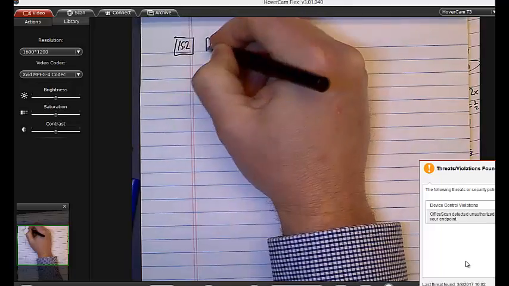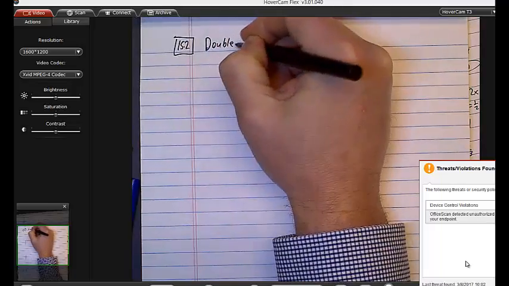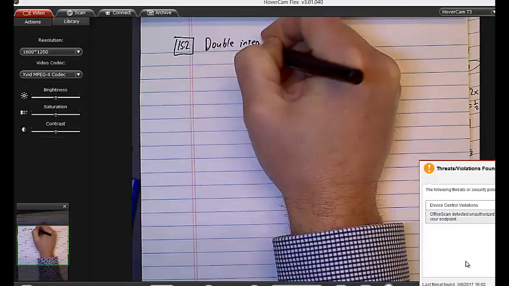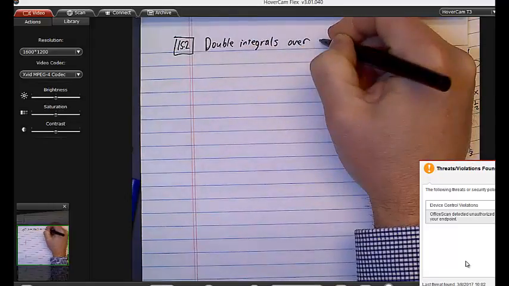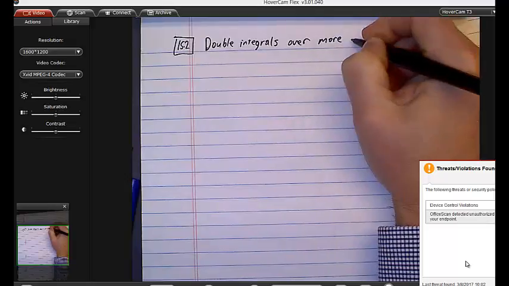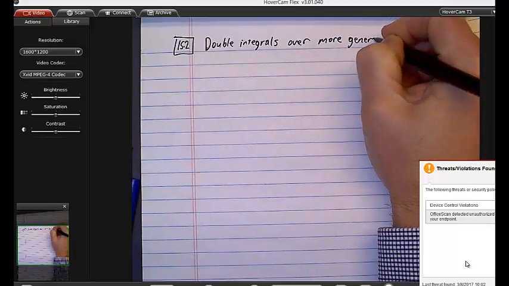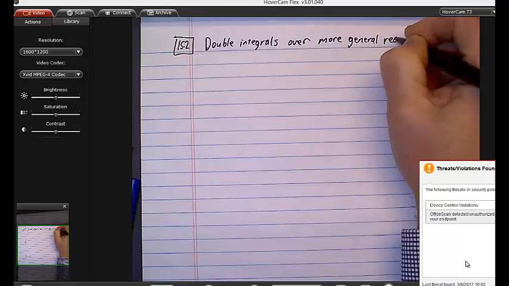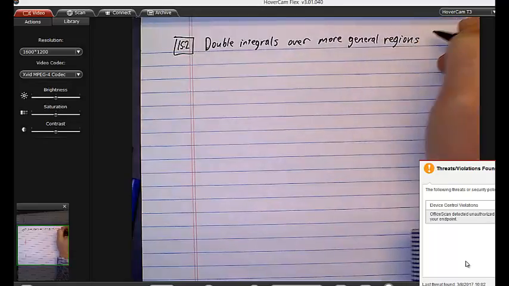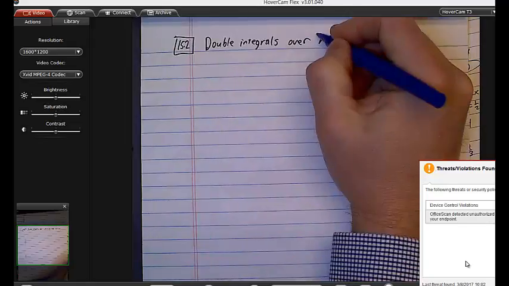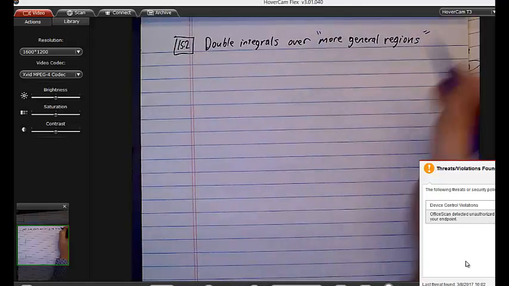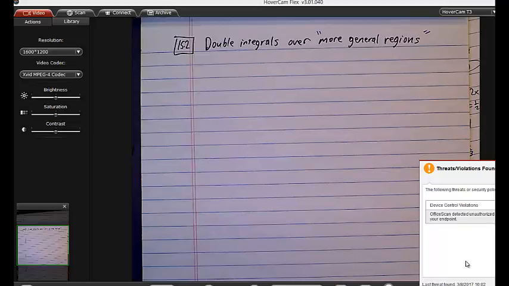This section is all about double integrals over more general regions. So I guess the question is, what do I mean by this? More general regions. Well, what was section 1?